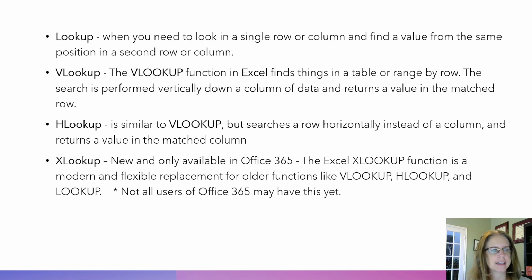Hlookup is very similar, except it searches across a row horizontally instead of up and down a column, and then returns a value in the matched column. So we'll show examples of those in future tips of the week. And then finally, there is a new feature called Xlookup, which is the best of all of these. However, it's only available to certain users within Office 365. Microsoft is rolling that out periodically over time. Eventually, hopefully, all users of Office 365 will get it. Now, let's take a look at the lookup feature.